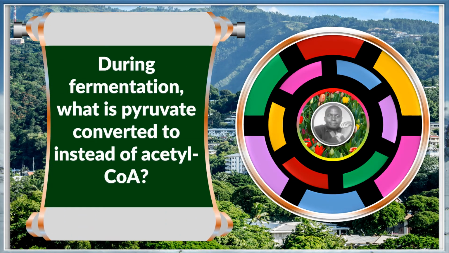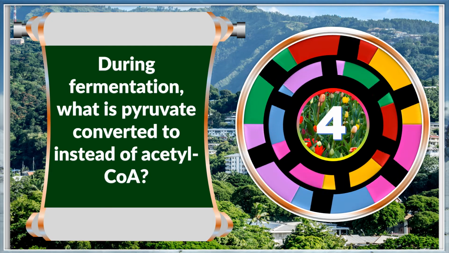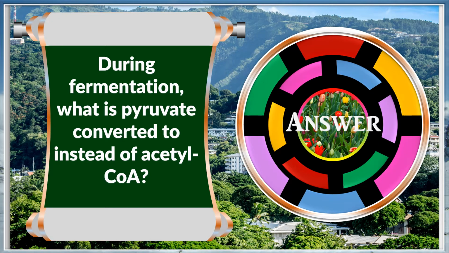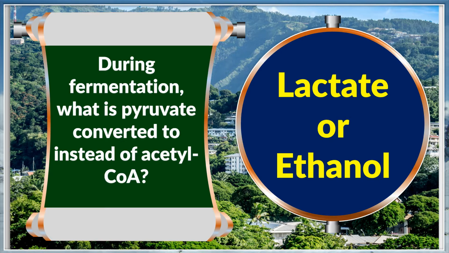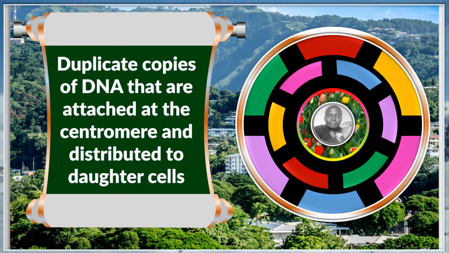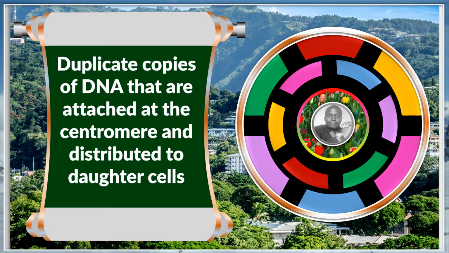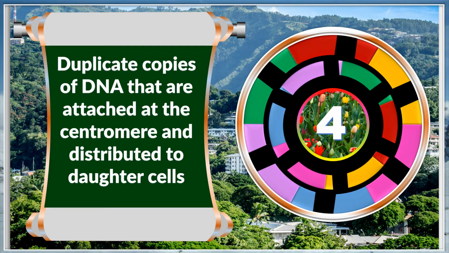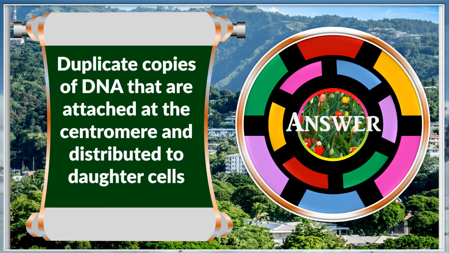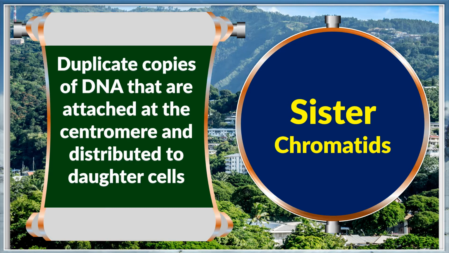During fermentation, what is pyruvate converted to instead of acetyl-CoA? Lactate or ethanol? Duplicate copies of DNA that are attached at the centromere and distributed to daughter cells. Sister chromatids.